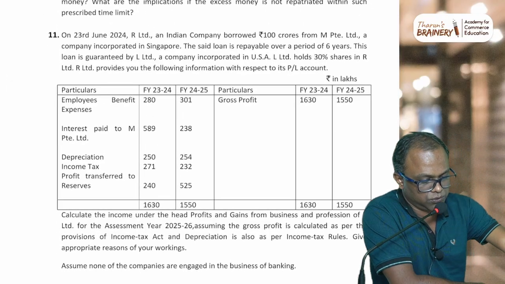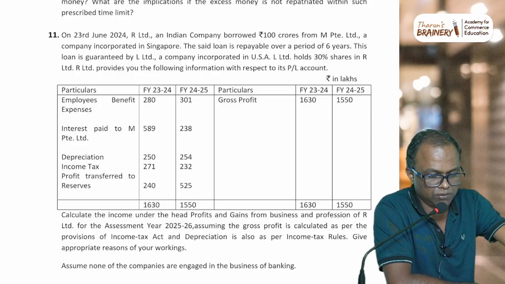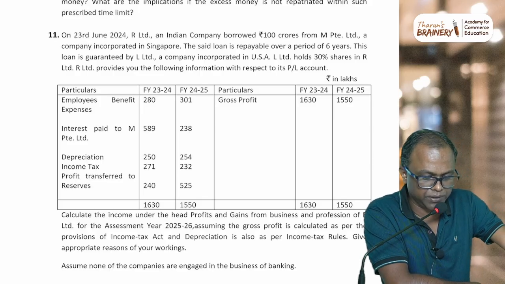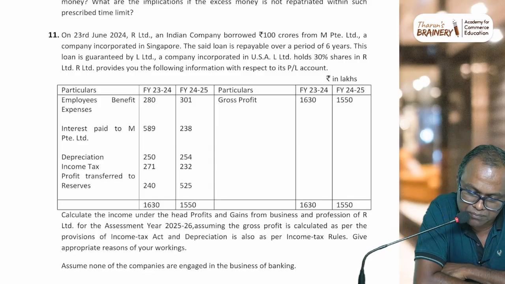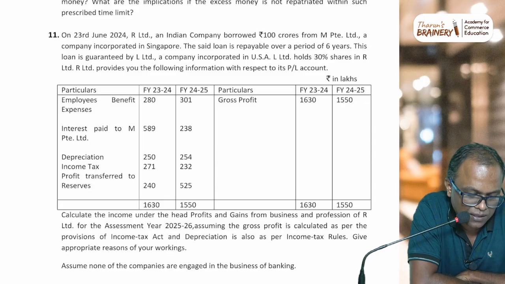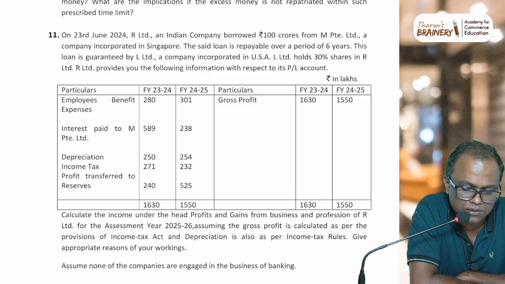So on 23rd June 2024, which falls in our current year 24-25, R Limited, an Indian company, borrowed 100 crore rupees from MPT Limited, a company incorporated in Singapore. The said loan is repayable over a period of 6 years. This loan is guaranteed by L Limited, a company incorporated in USA. L Limited holds 30% shares in R Limited.